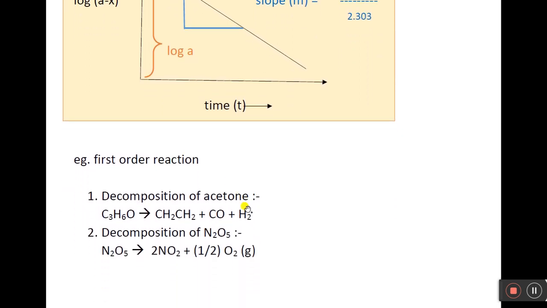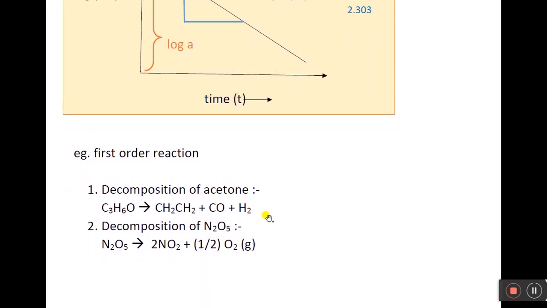Now there are some examples. You go through the textbook for the detailed derivation of this. Decomposition of acetone and decomposition of N2O5, okay, dinitrogen pentoxide.